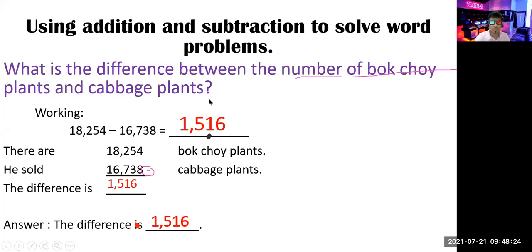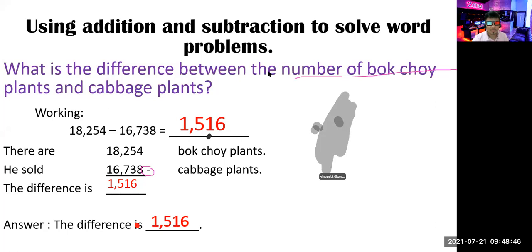You will read the word problem carefully, and then you have to understand. When we say we have to understand, that means you have to ask yourself, what do I know about the word problem? What is the problem all about? What do I need to find in the problem?